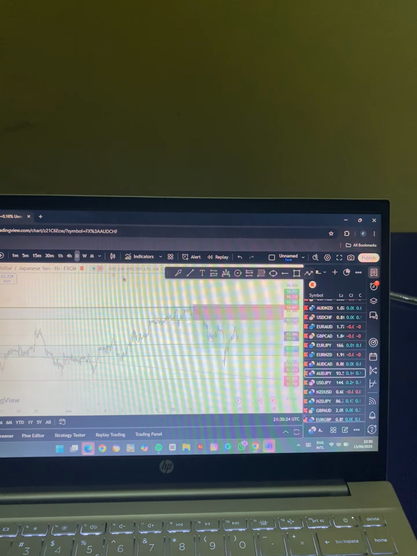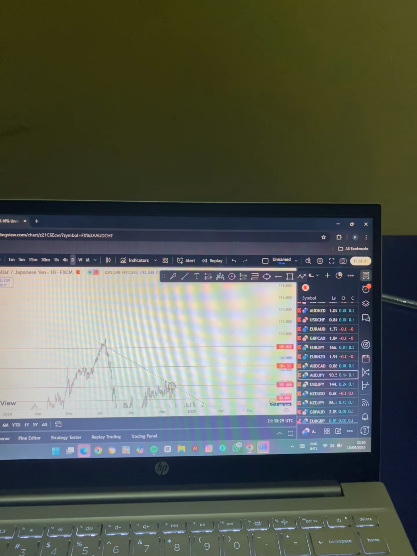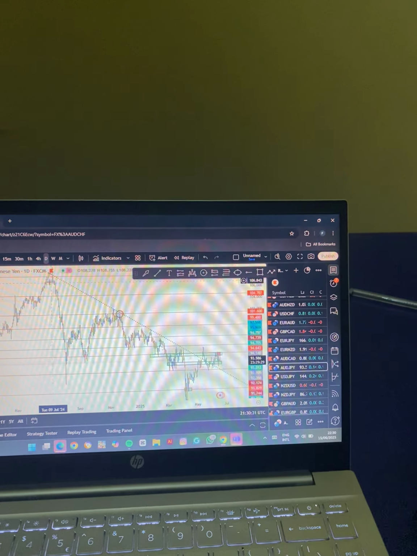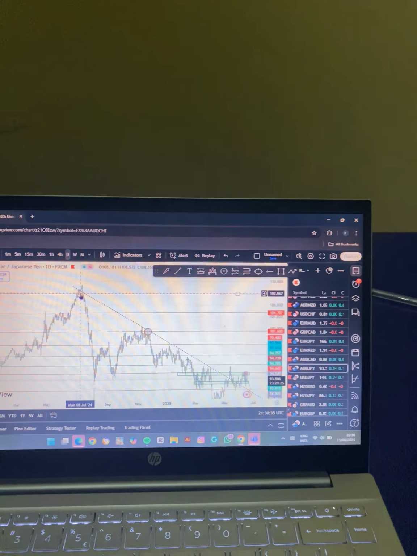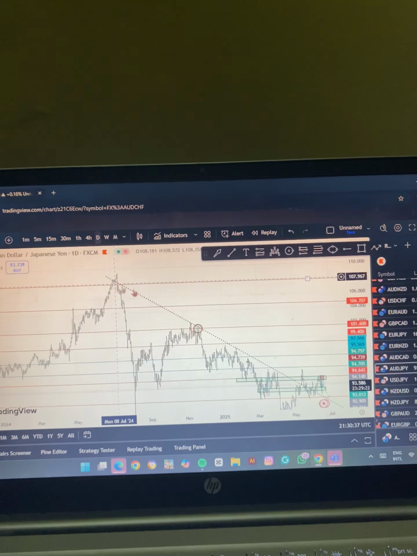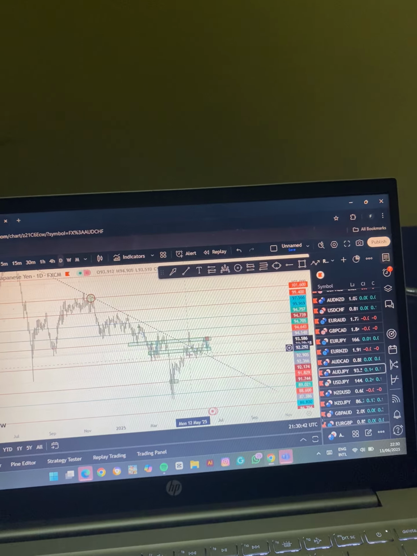From the higher time frame, the same price has been on a downtrend, almost the same, they're almost similar, since last year, July or so. Nice test in this area too.